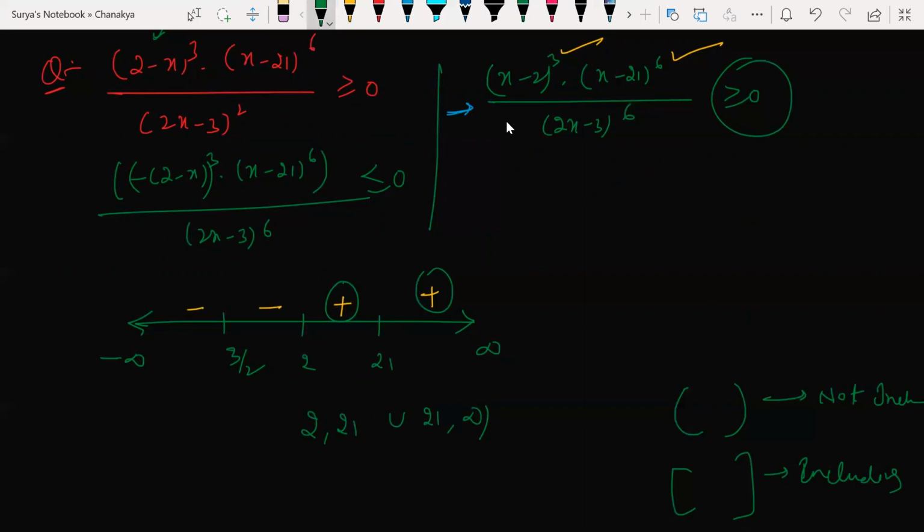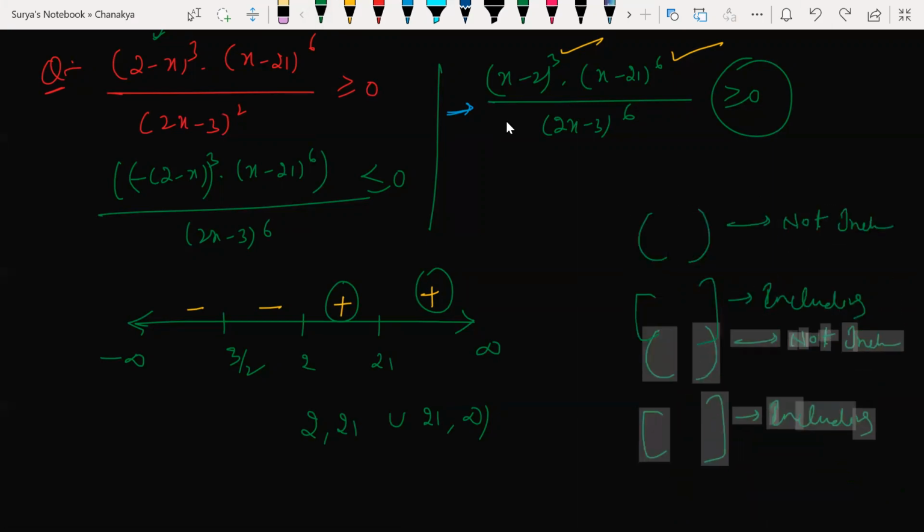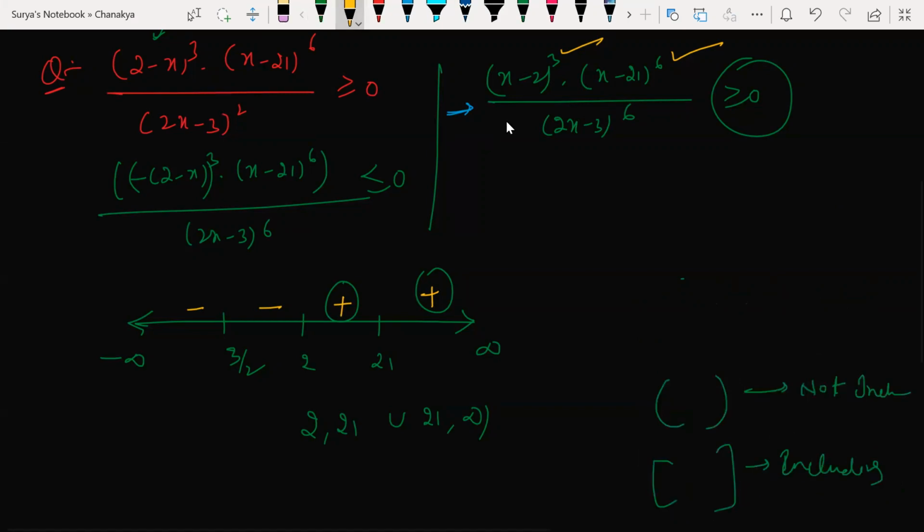You don't know. See here, my question is open bracket or close bracket. My solution set is what here, greater than or equal to 0. I need these plus regions. Am I correct? So the plus region is nothing but from where to where? 2 to 21, and 21 to infinity. Correct? 2 to 21 union 21 to infinity.